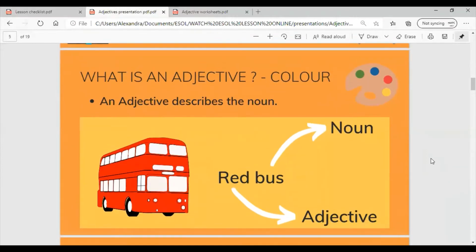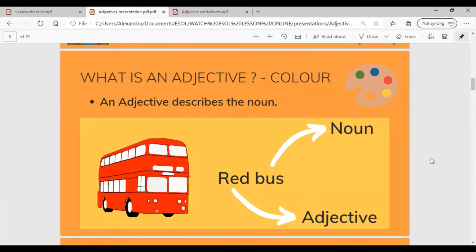Okay, so here is our first group. What is an adjective? And we're going to look at colour as our first category. Keep in mind that an adjective describes the noun. When we look at this short fragment of a sentence, red bus, and we've got the picture here of the red double-decker bus, we find that our noun is the bus, because a bus is a place or a thing, and then we look at the word before to see how that noun is described by an adjective, which is the colour red. So the colour red is our adjective.